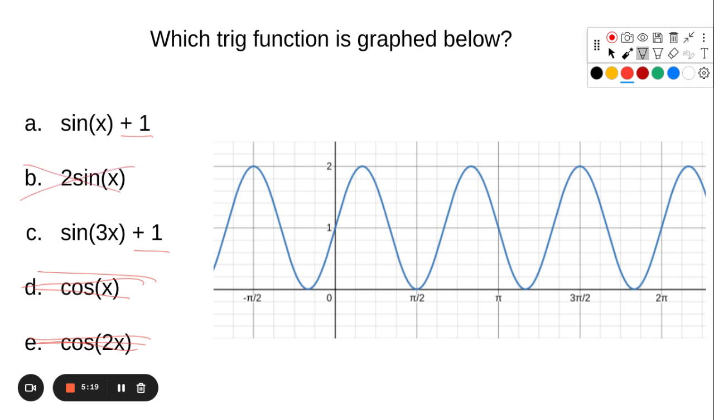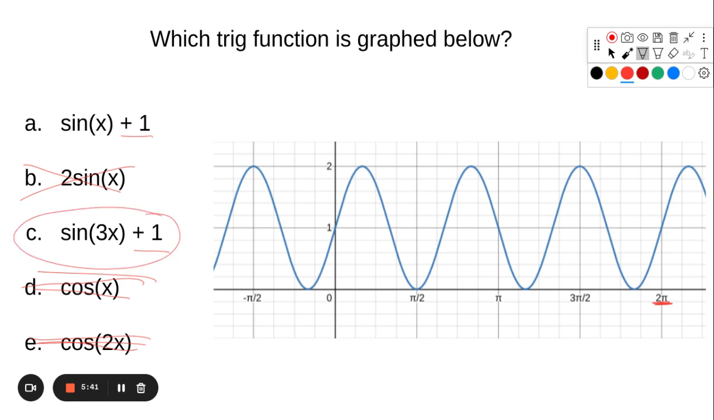I guess the other thing is, it's not the normal sine function, because the normal sine function takes 2 pi units to start repeating. This thing is repeating much faster than that. It's been horizontally compressed. So it's option C.